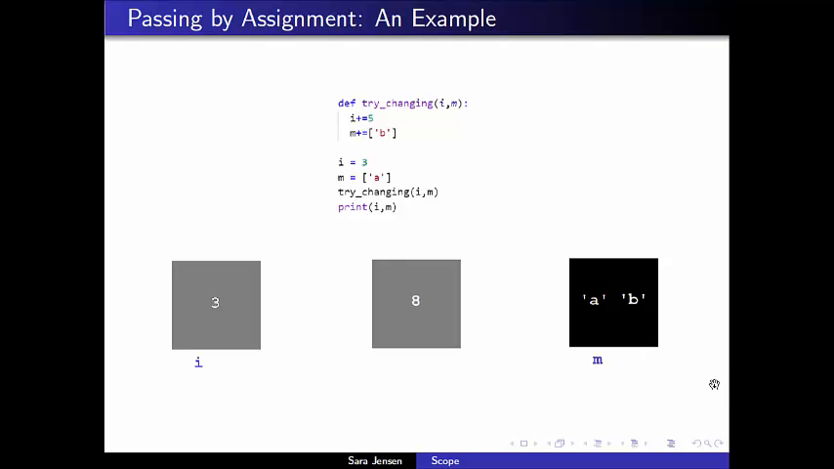And so understanding the idea that Python passes its variables by assignment to functions helps us make sense of why changes are made to mutable objects, but not made to immutable objects via our function calls.